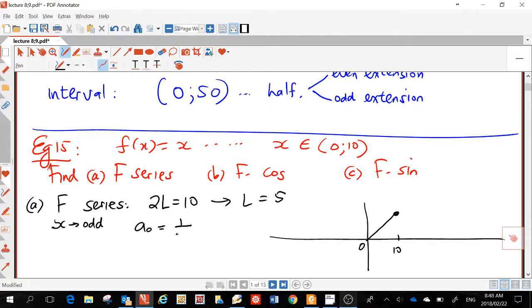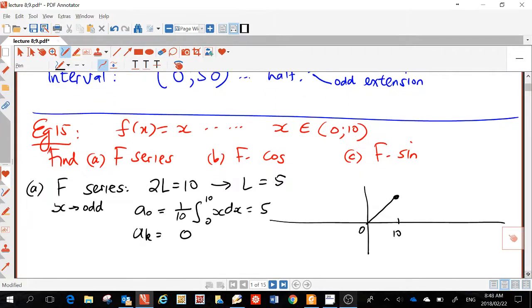So if you work out a naught, 1 over 2L, so in this case 1 over 10. I think we did this part in class. I'll just put it in here for completeness. Integral from 0 to 10 of x dx, and you work that out, you'll get 5. And because it's odd, you know ak will be 0 finally.